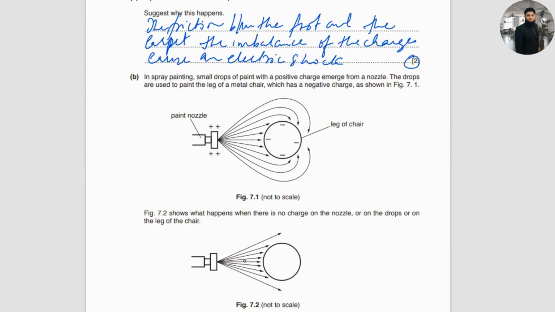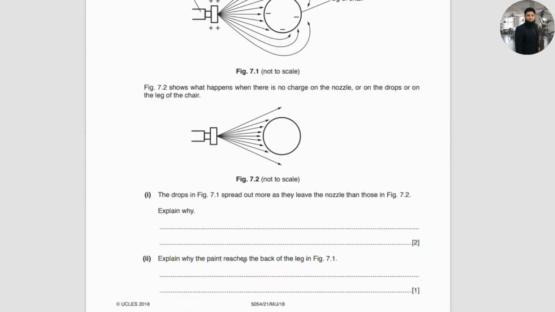In spray painting, small drops of paint with a positive charge emerge from a nozzle. The drops are used to paint the legs of the metal chair, which has a negative charge, as shown in figure 7.1. Figure 7.2 shows what happens when there is no charge on the nozzle or on the drops or the leg of the chair. The drops in figure 7.1 spread out more as they leave the nozzle. Explain why.